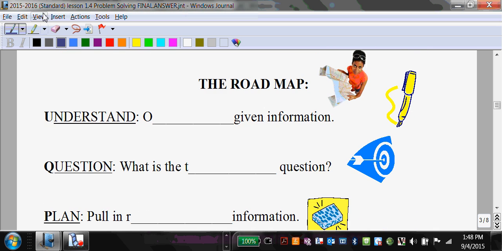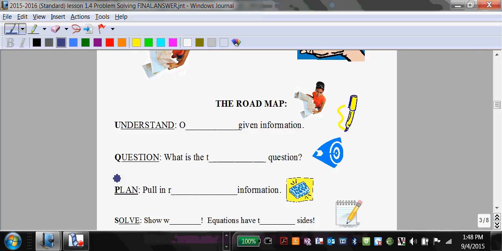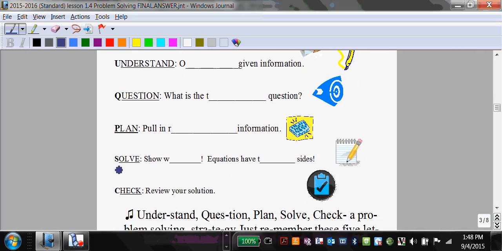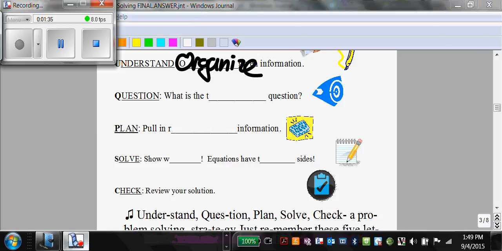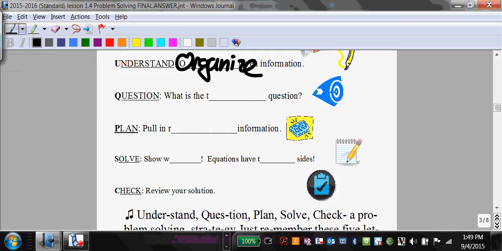Okay, so here's your roadmap. Understand, question, plan, solve, check. Understand is where you organize given information. You ask yourself, what do I understand right off the bat? You don't actually solve. I call that getting food out of the fridge. You can't cook until the food's out of the fridge. Then you ask yourself a question. What is the target question?